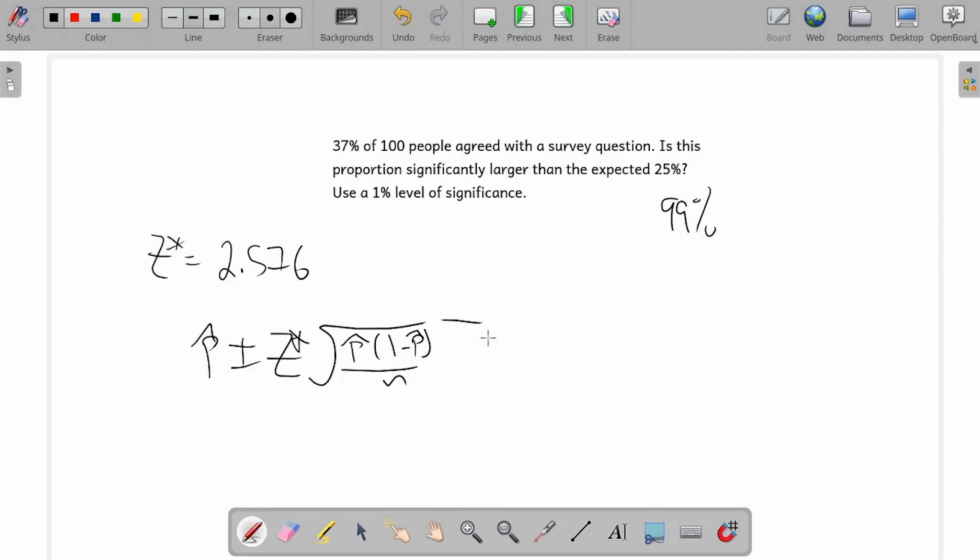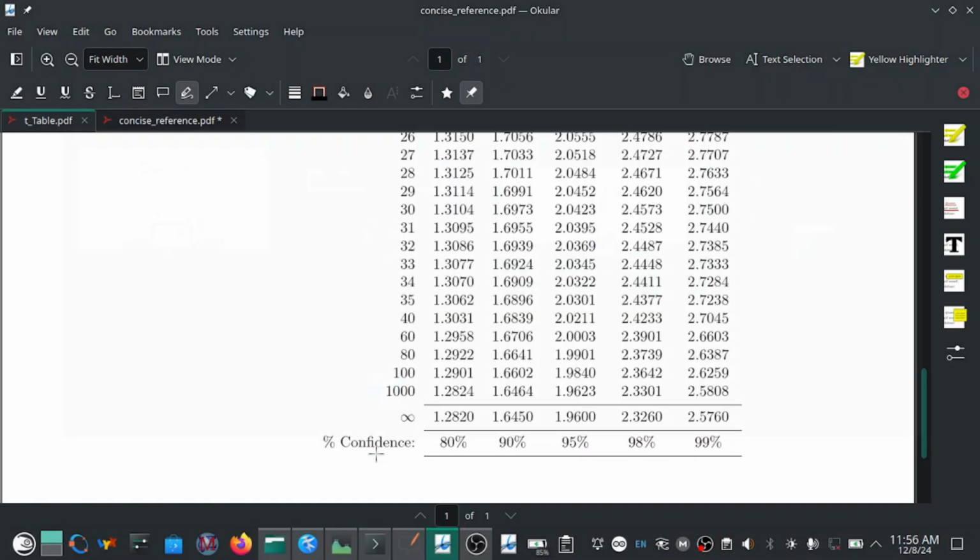So, what do we get when we put the numbers in? Well, the measurement, p hat, is 37%, so we'll use 0.37. We know the critical number is 2.576, and I'll show you where to get that on the Z table, or pardon me, the T table this time. Let's go over here. Here's 99%, so there's our 2.576. Remember, the infinity row is Z critical numbers. Back to our slide.